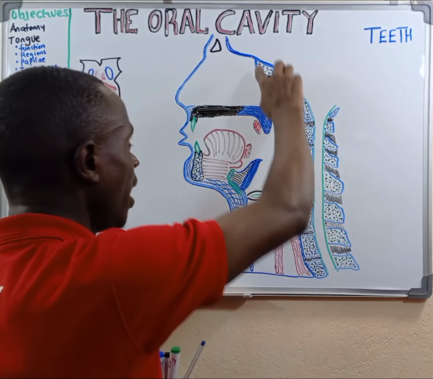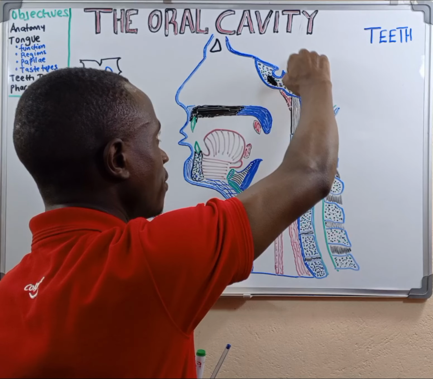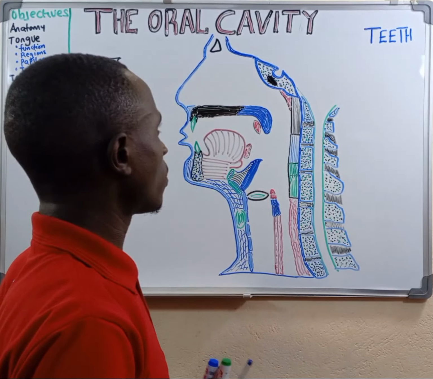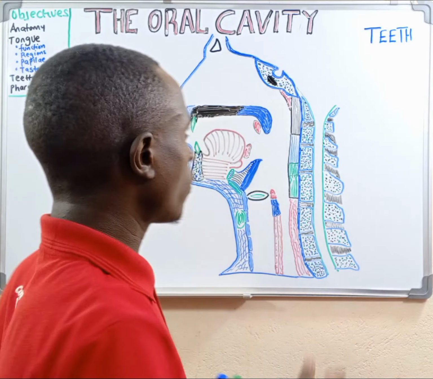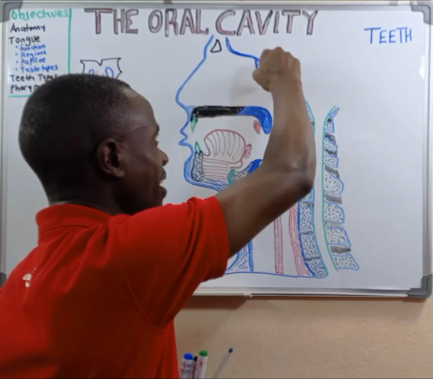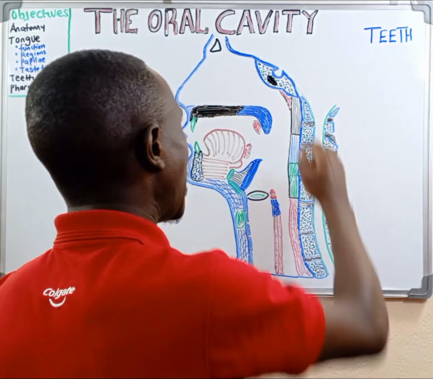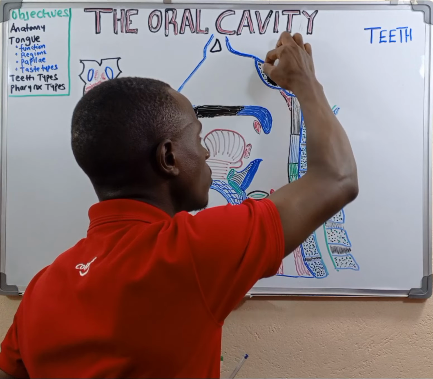Okay. And then when we come to the back here, we have this bone structure. You know how this bone is called? This bone is what we call the sphenoid bone. And of course, this sphenoid bone has another sinus inside here, which we call the sphenoid sinus. Okay?